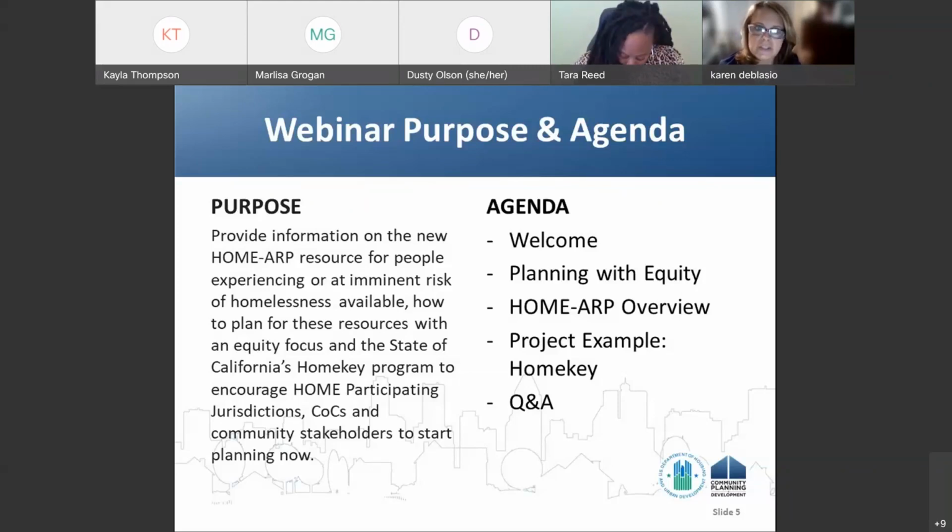And then we also are very excited to have Jeffrey Ross from California Department of Housing and Community Development to present to you all on Homekey. They're doing some amazing work out there, so we're really happy that he's able to join us to let you all know what they're doing.